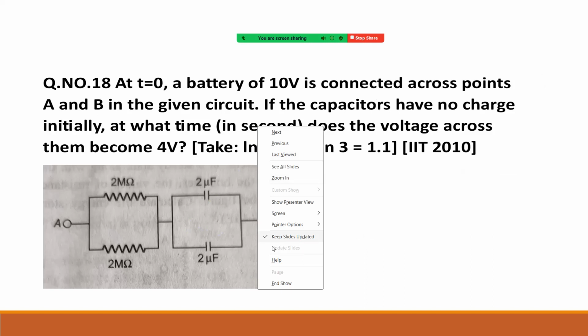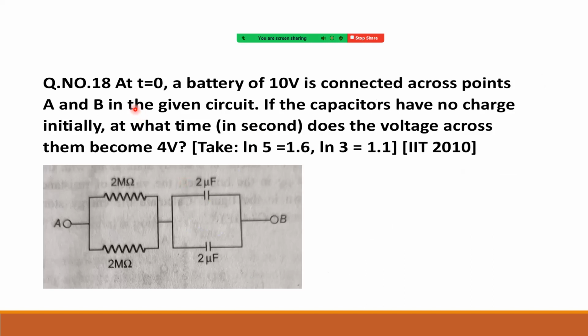Let's see the question carefully. At t equal to 0, a battery of 10 volt is connected across points A and B in the given circuit. If the capacitors have no charge initially, the condition is that initially they are uncharged. At what time in seconds does the voltage across them become 4 volt?